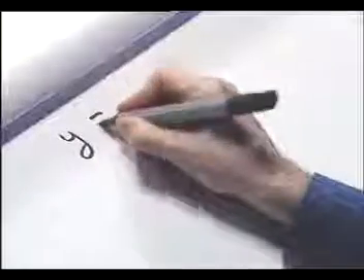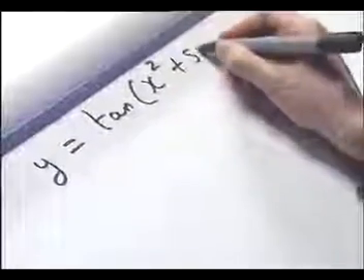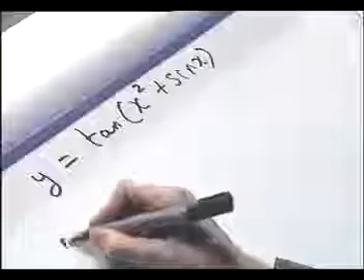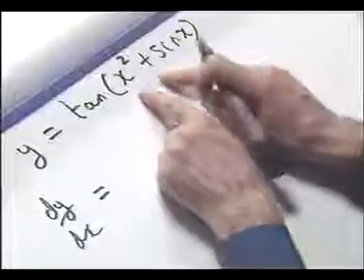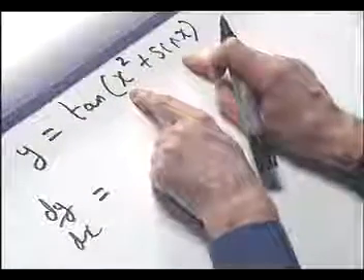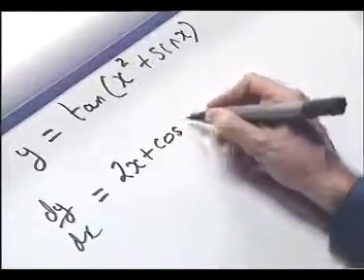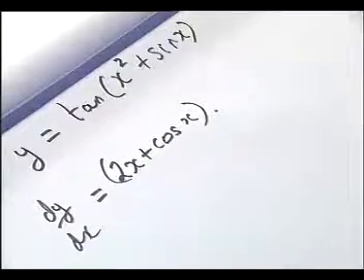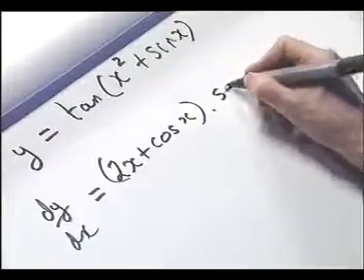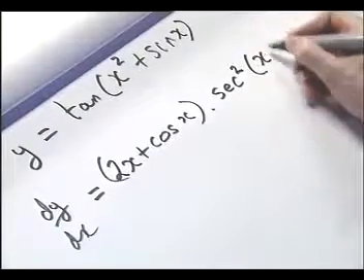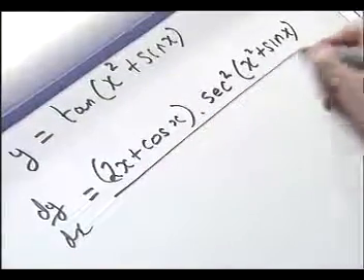We take y equals the tan of x squared plus sine x. dy by dx is equal to, identify the g of x, that's this lump here, the x squared plus sine x, differentiate it, 2x plus cos x, and now the derivative of tan, as though it were tan of u, well, that will be sec squared, but instead of the u, we want u is g of x, which is x squared plus sine x.